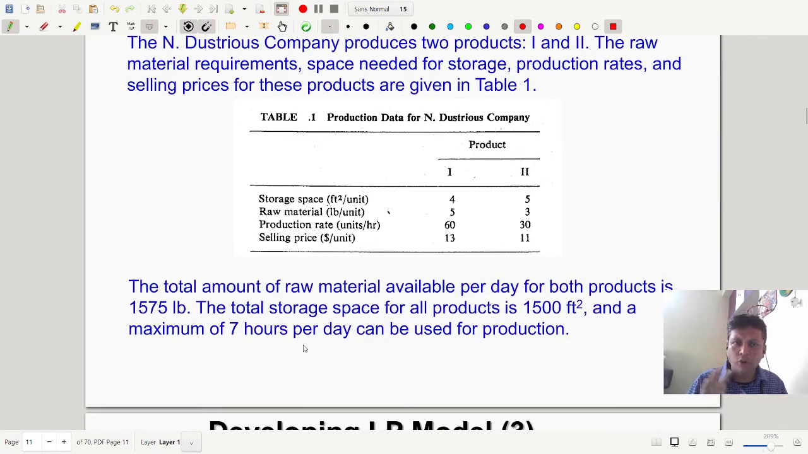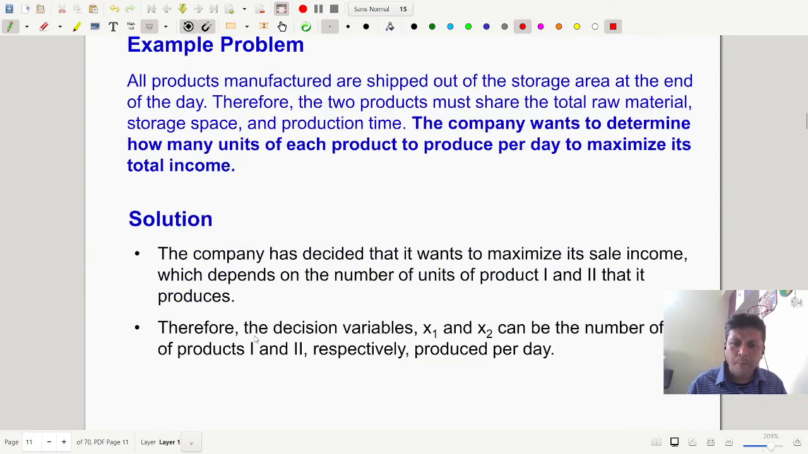There is no mention of what unit is produced per day. So I'm assuming x1 units of product 1 and x2 units of product 2 are produced per day. So these are the decision variables.